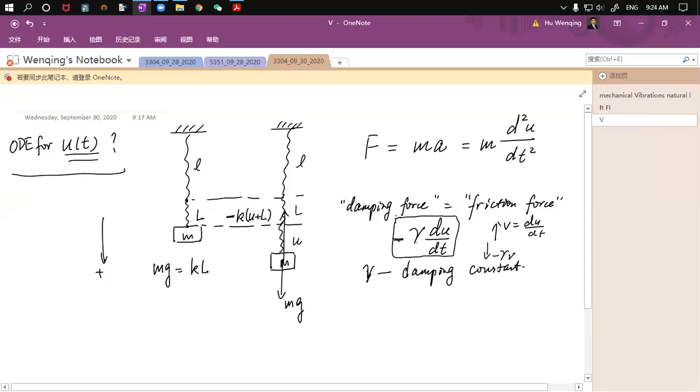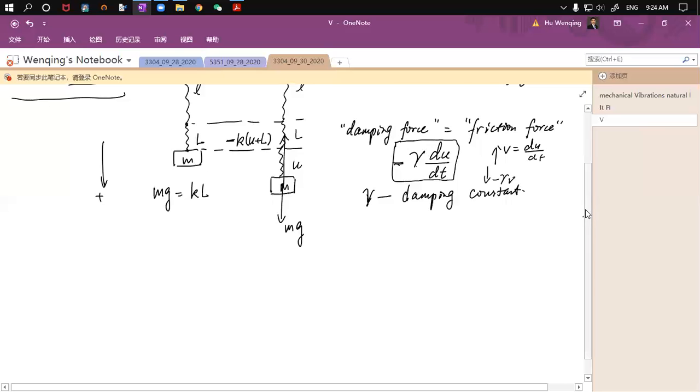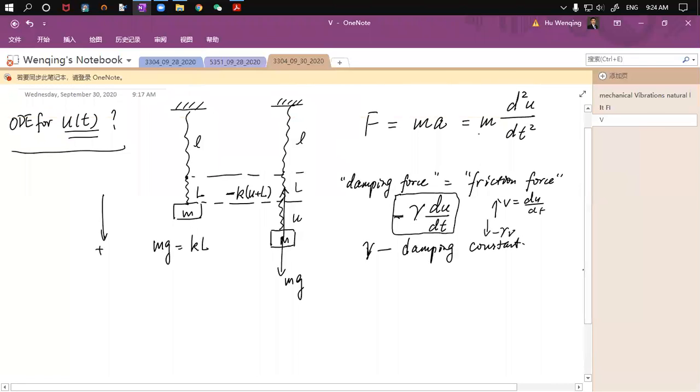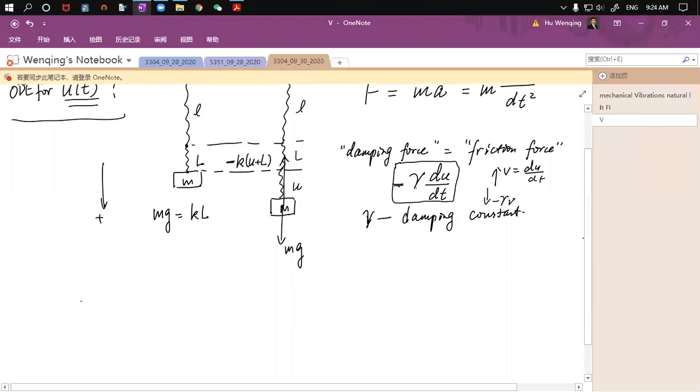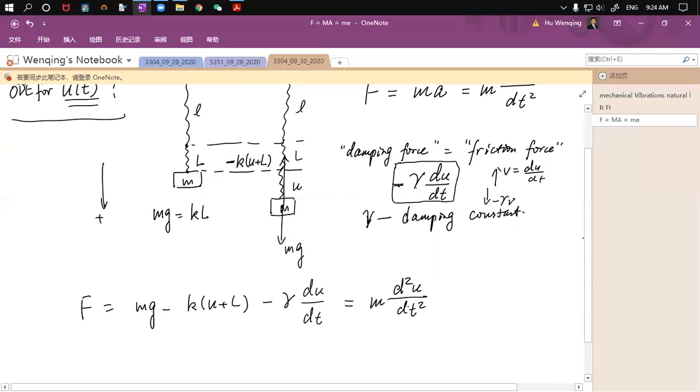So if you have everything at hand like this, then by Newton's second law, the total force F is going to be equal to mg minus k of u plus L, as we just analyzed. And maybe it's subject to another damping force, gamma du over dt. And this is going to be equal to mass multiplied by the acceleration, so d squared u over dt squared, the acceleration. Is that good, family?